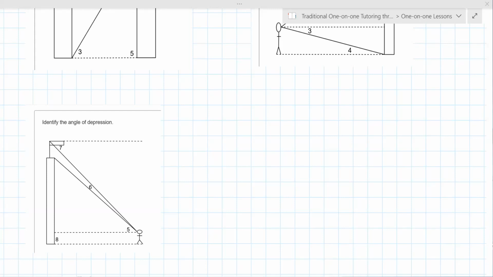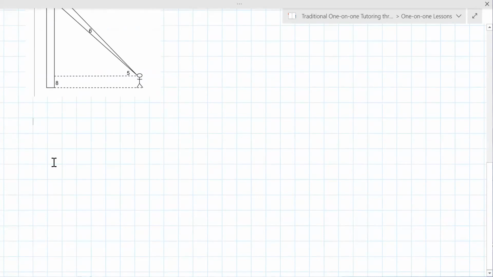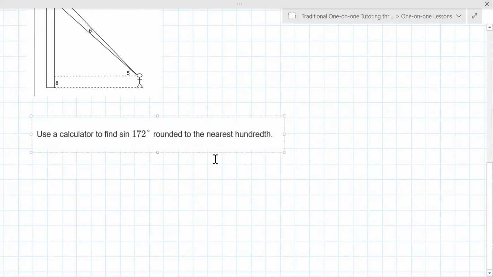This is just a nice, straightforward question. You don't have to do much for this other than enter it into the calculator. Use a calculator to find sine 172 degrees rounded to the nearest hundredth. That's 2 decimal places. So you go to that 3rd decimal place, and that's what you decide what you're going to round it to. 0.14. Very good. Excellent. Now we're going to do a little bit more difficult questions, but we're going to work them together. If you have pencil and paper out, definitely recommend taking some notes.